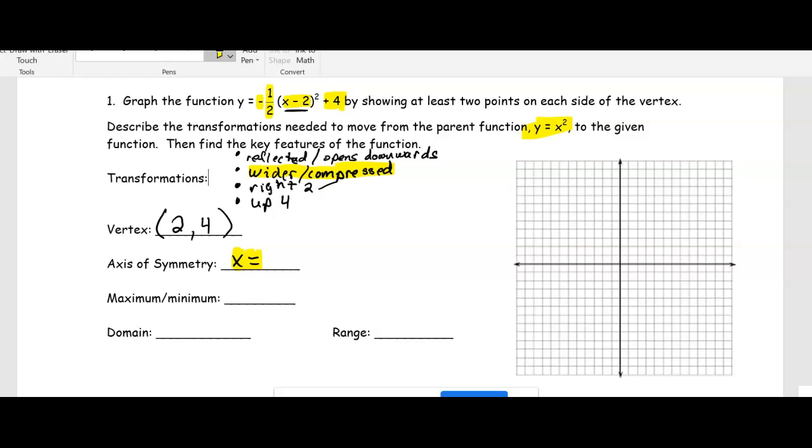And then it goes right through the vertex, right? It always goes through the vertex. So the x coordinate that it would have to be going through would be the x coordinate of your vertex. So it would have to be x equals 2.